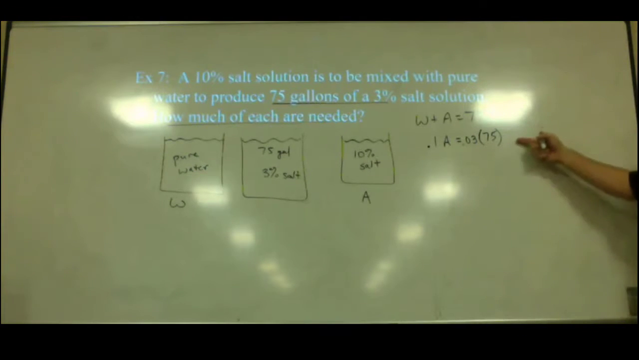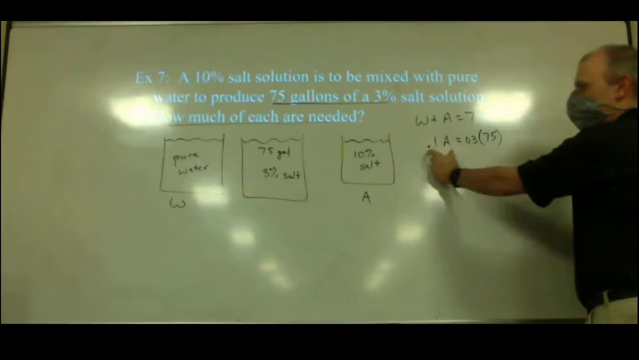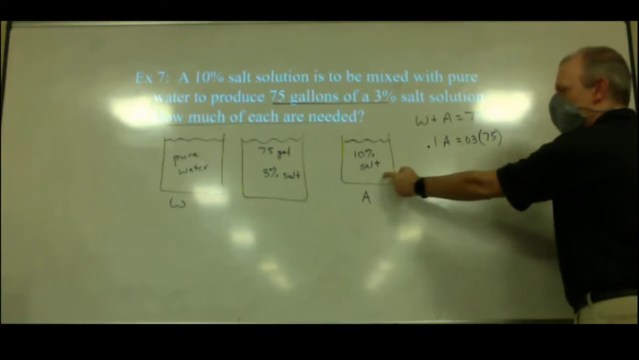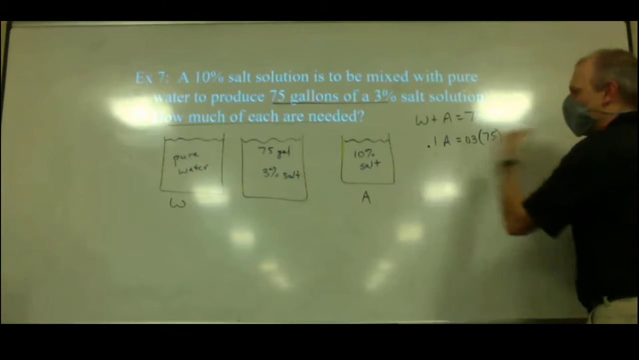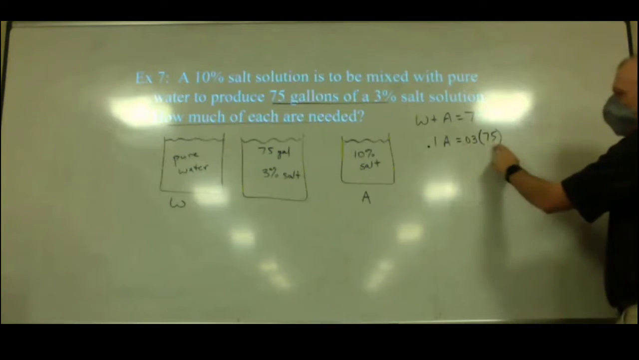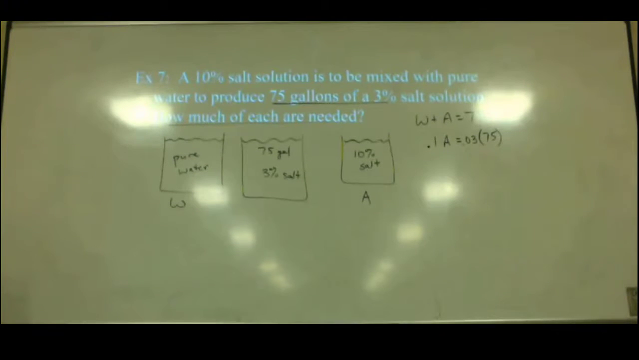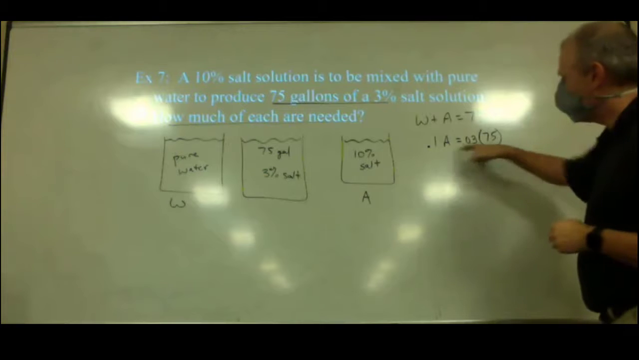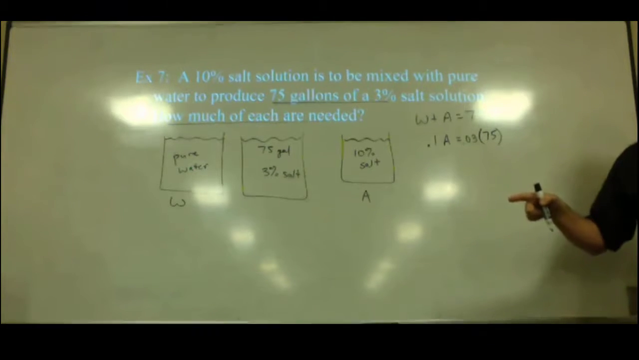Okay, this is probably the tougher one because it's not as obvious that you're just adding 2 together and get 75. Here, we have to remember the only salt that we're putting in is from this one. It's 10% salt times the amount that we're putting in from that container. And when we're all done, we're going to have 75 gallons. That is now going to be 3% salt. This is a perfect example to use substitution, right? Because the second equation only has an A in it. Does that make sense?